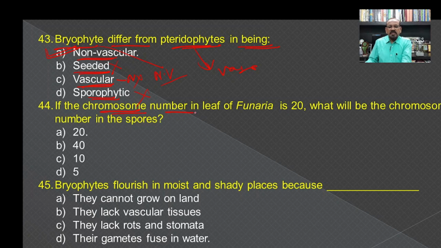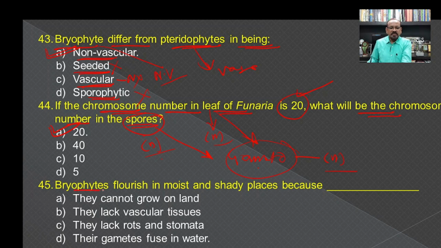If the chromosome number in the leaf of Funaria is 20, then what will be the chromosome number in the spores? If we see the spore, they germinate to form the gametophyte, and the leaf is a part of the gametophyte. It means that an equal number of chromosomes will be present in the spores, that is the haploid condition, as well as the haploid condition in the gametophyte. So the same number, 20, will be there, that is A will be the correct answer for this question.